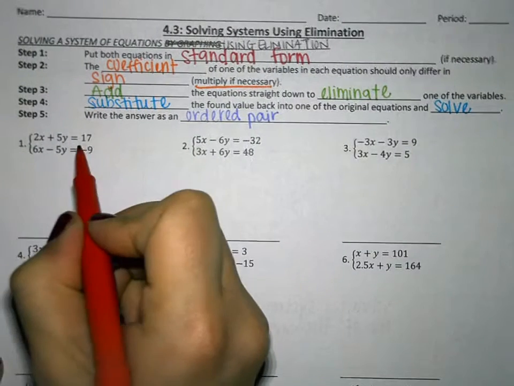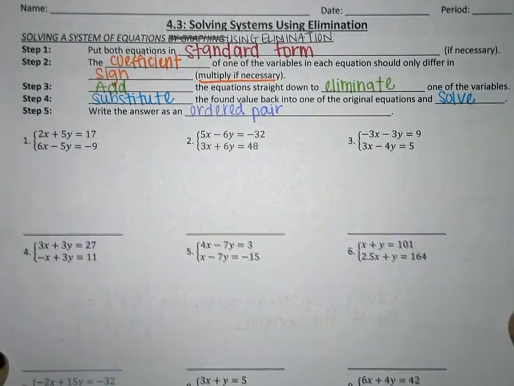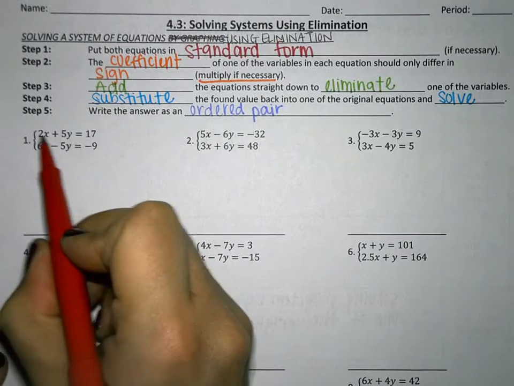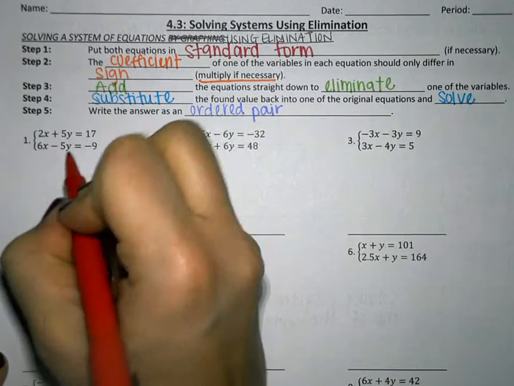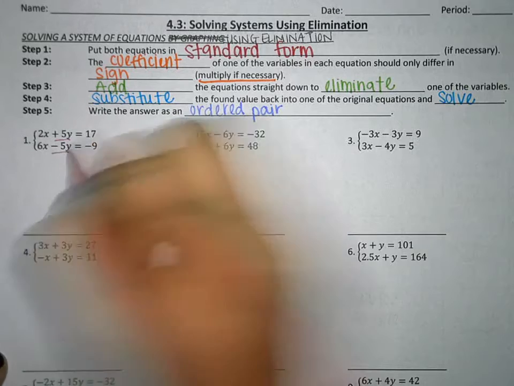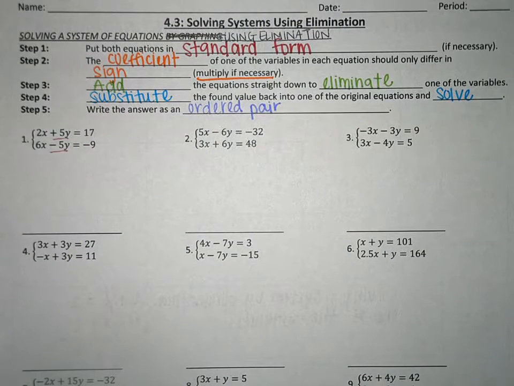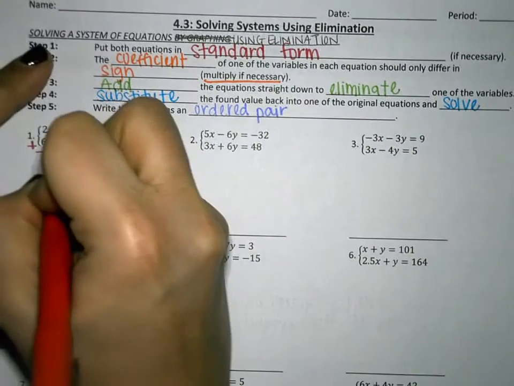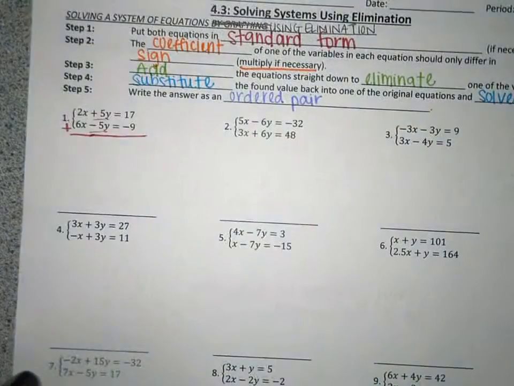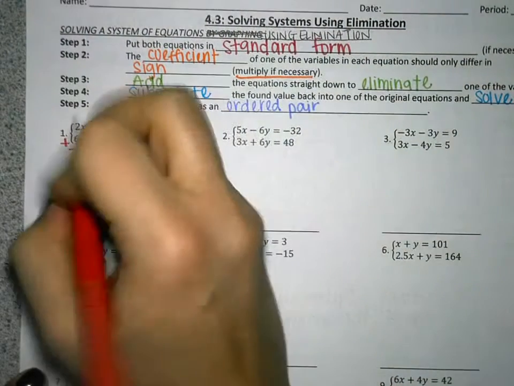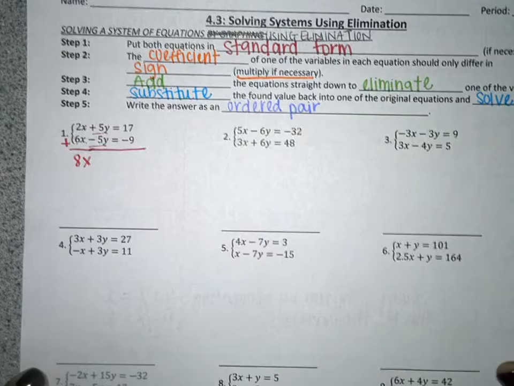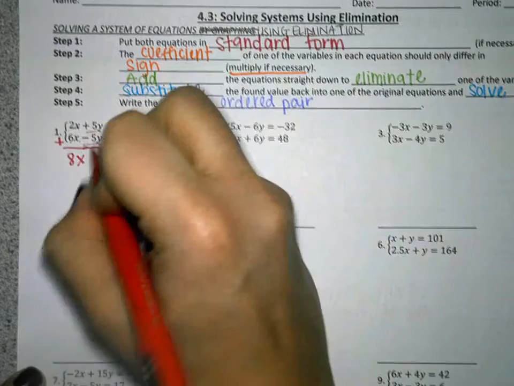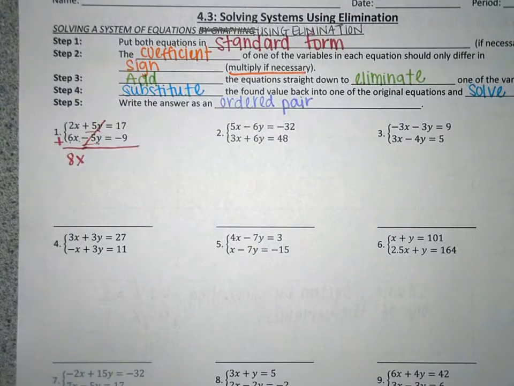2x plus 5y equals 17, and 6x minus 5y equals negative 9. So when I'm looking at the system, I'm looking at the x's, and I have 2x and 6x, and then I notice that the y's, I have plus 5y and minus 5y. So those have the same coefficient but opposite signs. So I'm going to add straight down, and I'm going to end up eliminating the y's. So I have 2x plus 6x gives me 8x. 5y minus 5y gives me 0. So those eliminate.